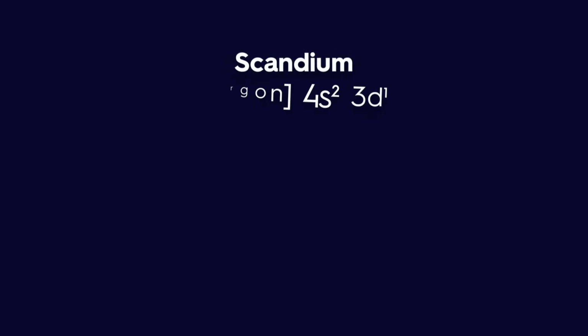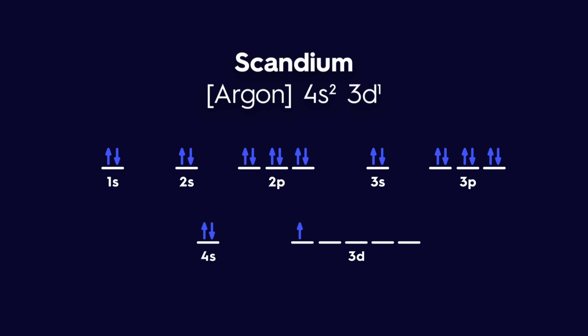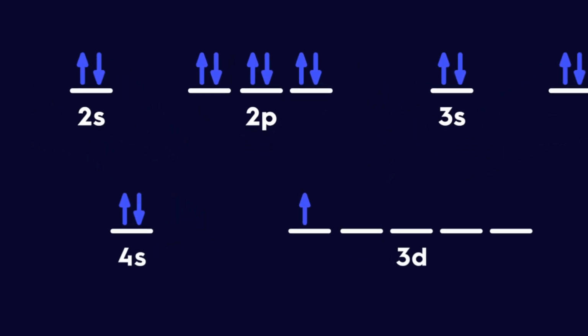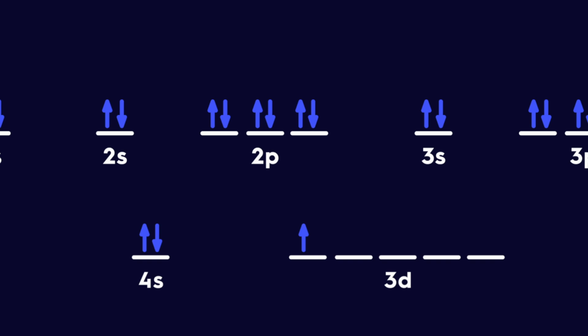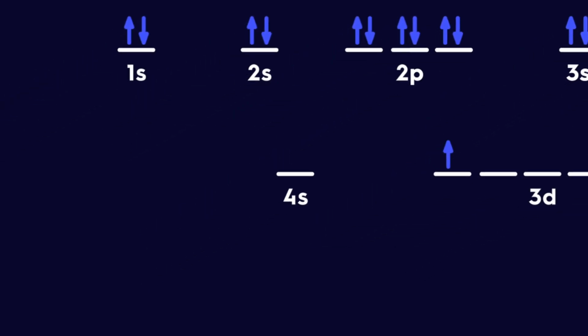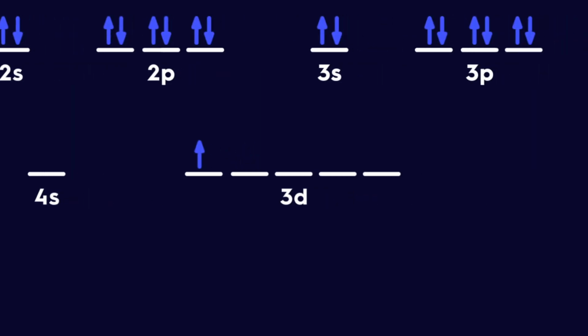Next, let's look at a transition metal example, scandium. Its configuration is argon 4s2, 3d1. Notice how 4s fills before 3d in neutral atoms. But when ions form, the rules shift. Transition metals usually lose 4s electrons first because the relative energies shift once the 3d begins to fill.